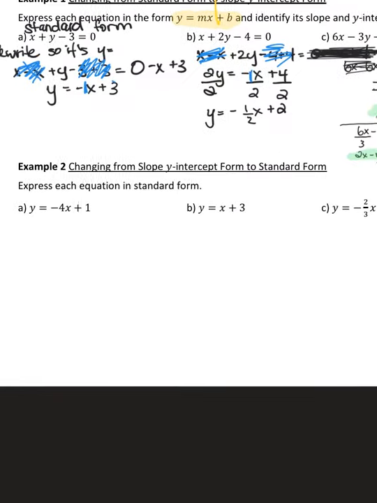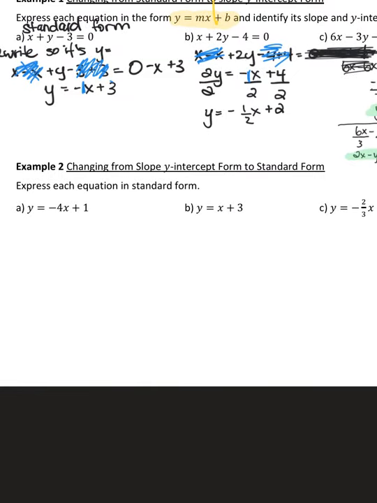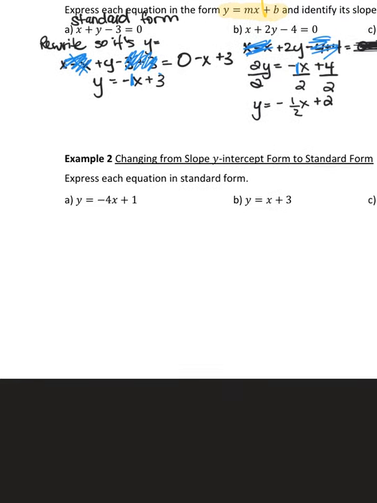Now that we can go from standard form to slope y-intercept form, let's see if we can go backwards. Let's see if we can go from slope y-intercept form to standard form. So now I'm given a y equals equation, but I want it to look like an x plus a y plus a something equals 0. Okay, so something x plus something y plus a constant equals 0.